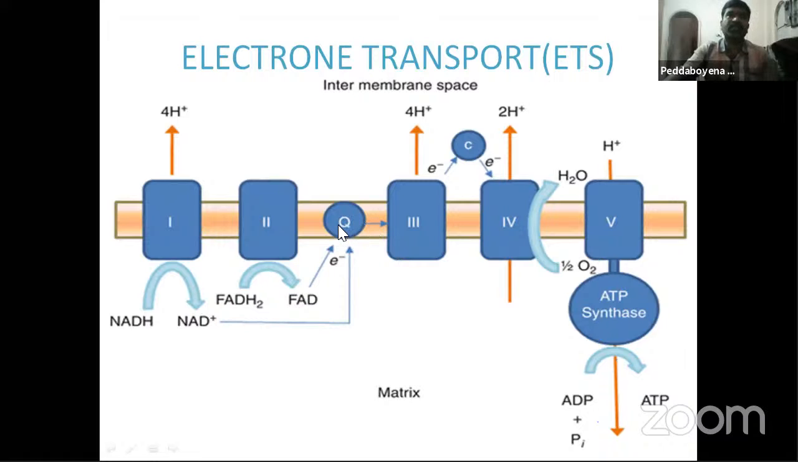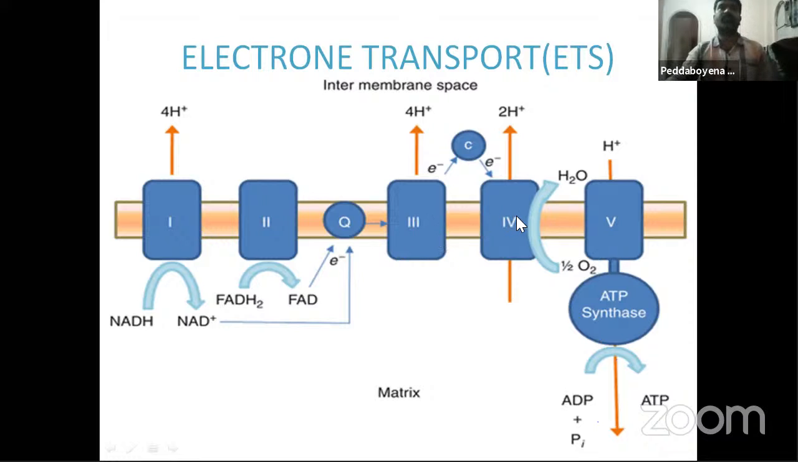So between complex 1 and 3, and sometimes also between the second and third. So this is important. Sometimes here, sometimes here also present. So next, complex third. Complex third is cytochrome C, called cytochrome reductase. These contain cytochrome C, and they contain iron and sulfur protein.